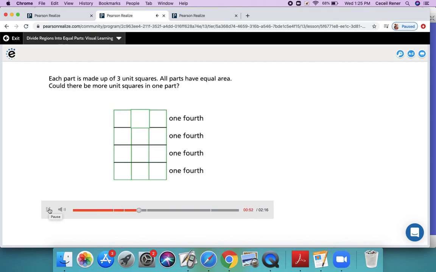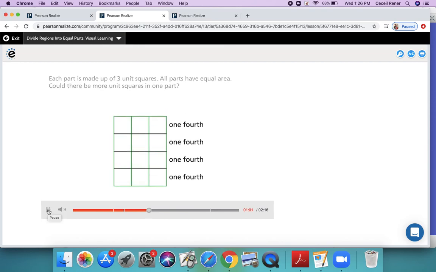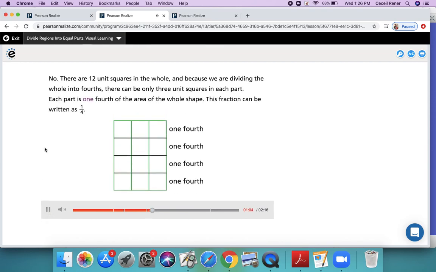Each part is made up of 3 unit squares. All parts have equal area. Could there be more unit squares in one part? No, there can't be. There are 12 unit squares in the whole. And because we are dividing the whole into fourths, there can be only 3 unit squares in each part. Each part is 1/4 of the area of the whole shape. This fraction can be written as 1/4.